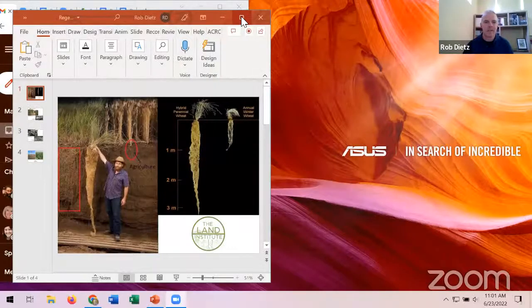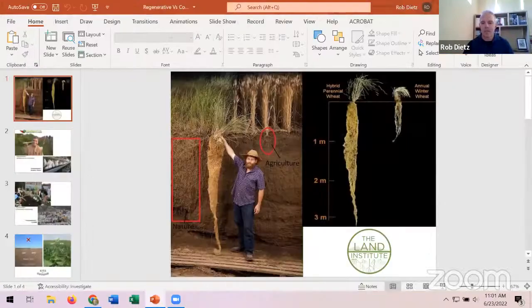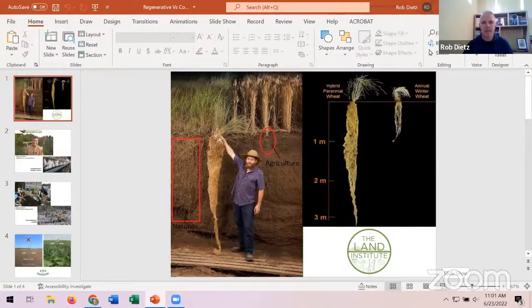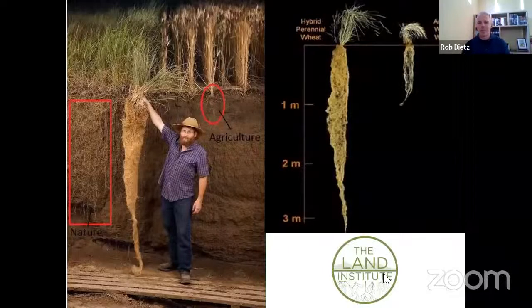So let me just share the screen here and make this bigger. This one's from our friends at the Land Institute, who try their best to mimic native prairie when they're doing agricultural work. You can see here the super deep root structures from their perennial wheat compared to the shallow root structure of your more standard wheat.